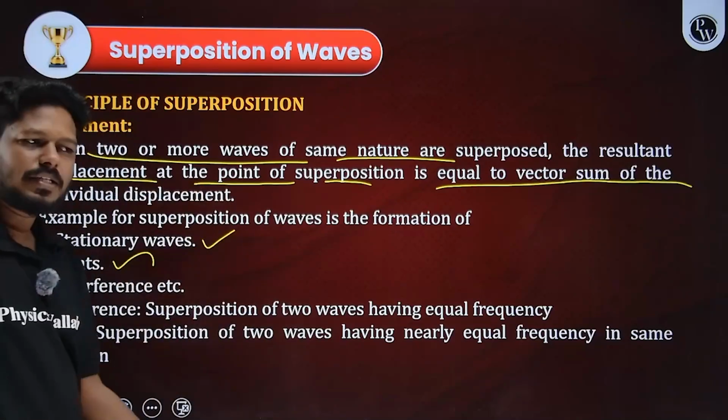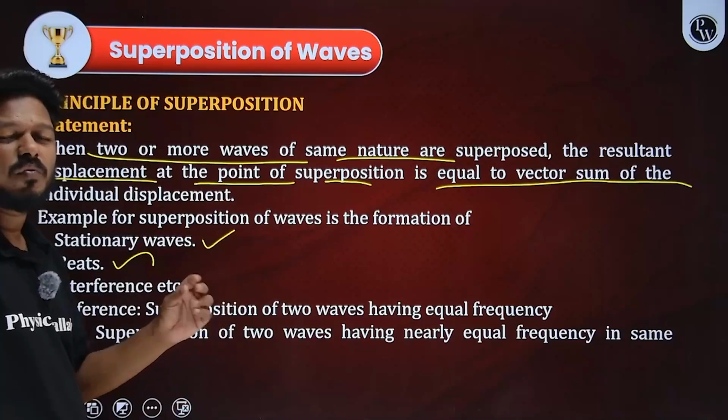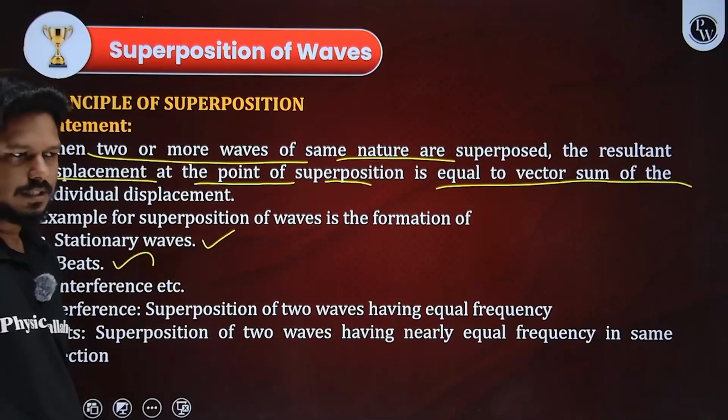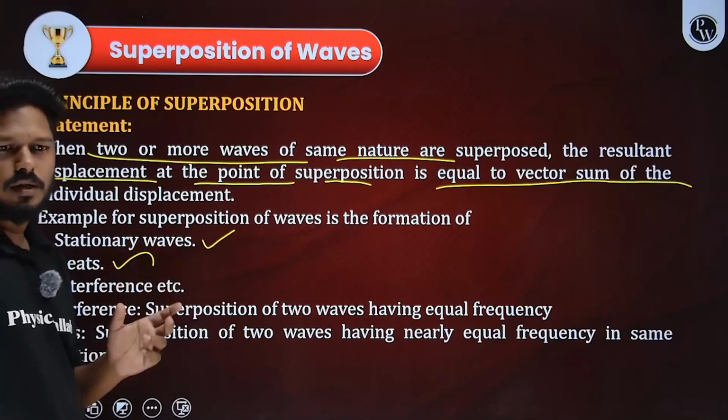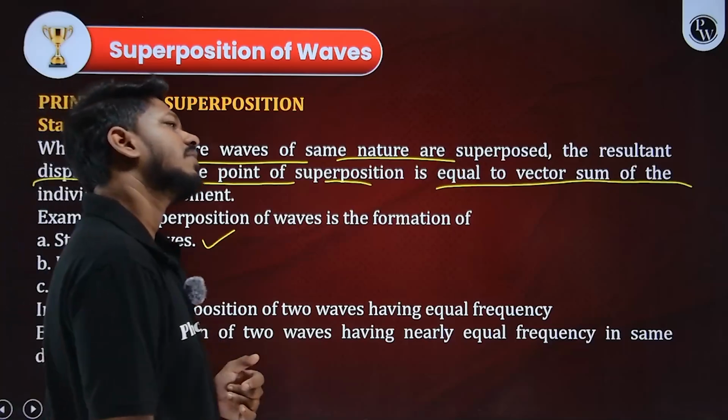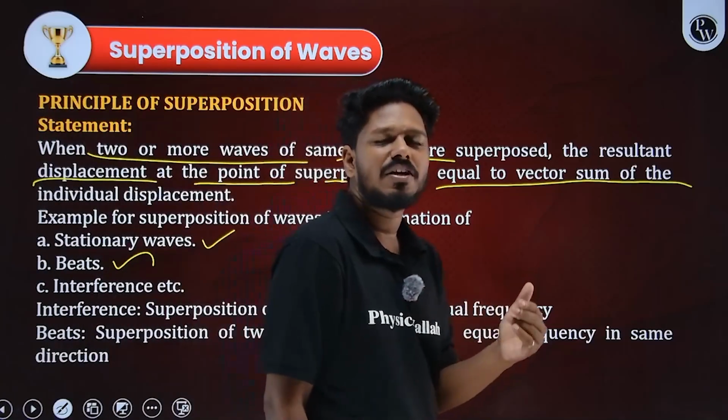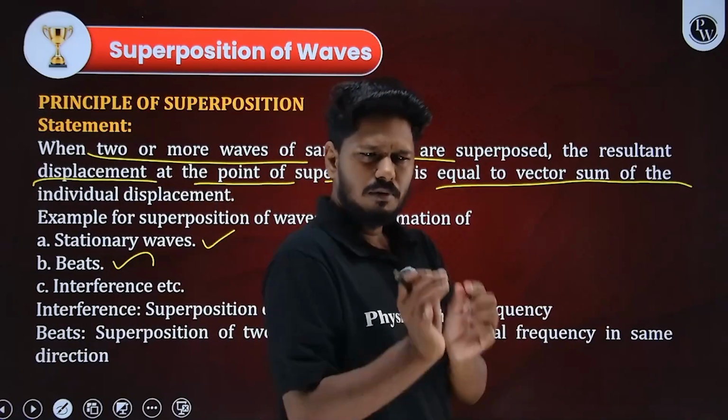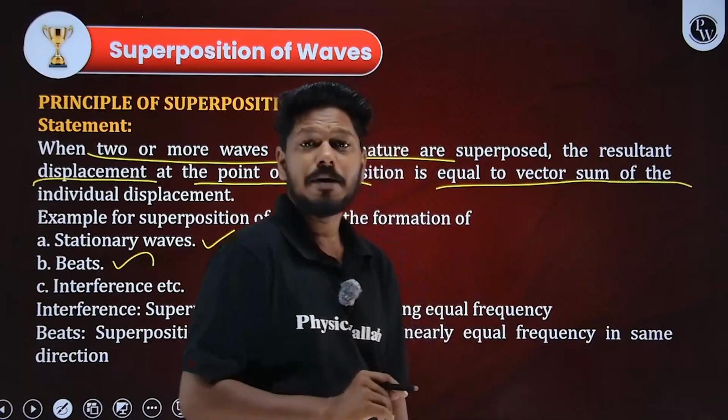Beats are formed by the superposition of two waves which have slightly different frequencies. Okay, almost equal. So let me say one wave has a frequency of 500, another has a frequency of 504. So there will be a small gap in frequency. Like that a beat is formed.